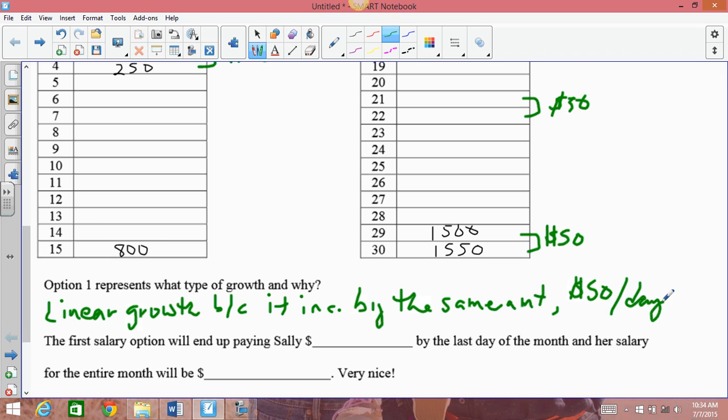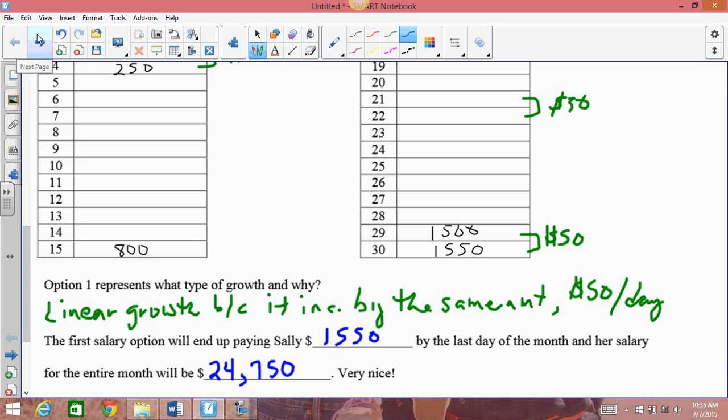So ultimately then that just says, well, the first salary option then is going to end up paying Sally $1,550 by the last day of the month, and her salary for the entire month would be to add up day 1 through day 30. And if you did that, you would find that she'd be making a little over $24,000, $24,750. Okay, not a bad salary.